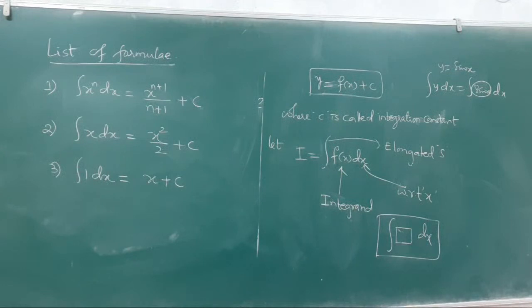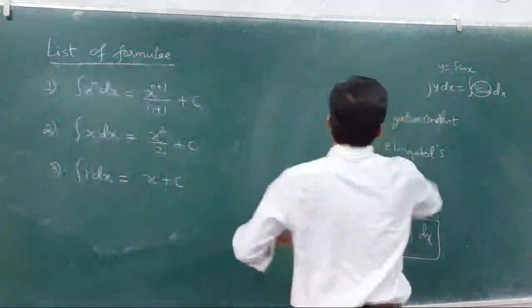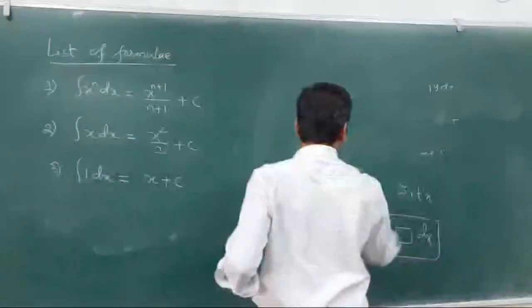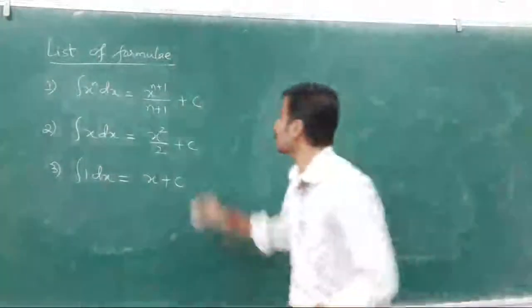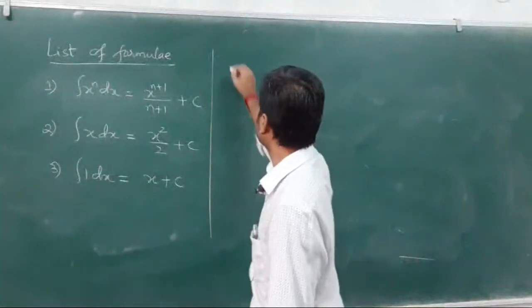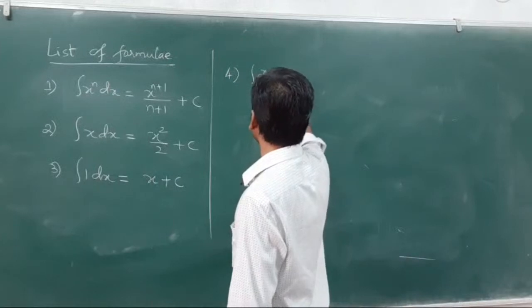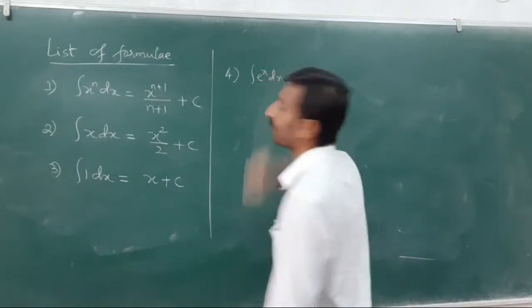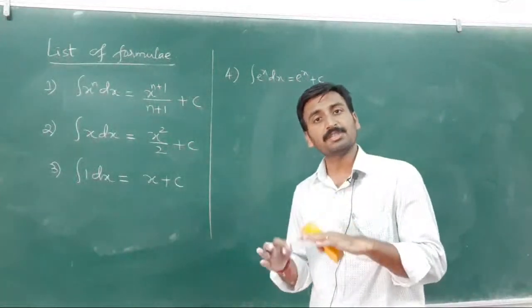Next formula. I have several results: e raised to x, sin x, cos x, tan x, and all those things. Now look at this. Fourth one. Integration of e raised to x dx. This is e raised to x plus c. This is always e raised to x plus c, because the differentiation of e raised to x is e raised to x.